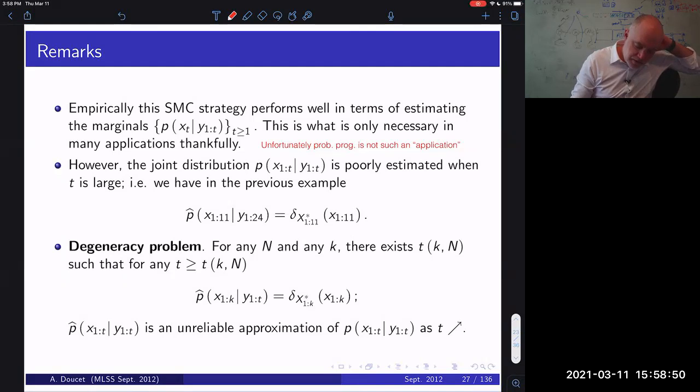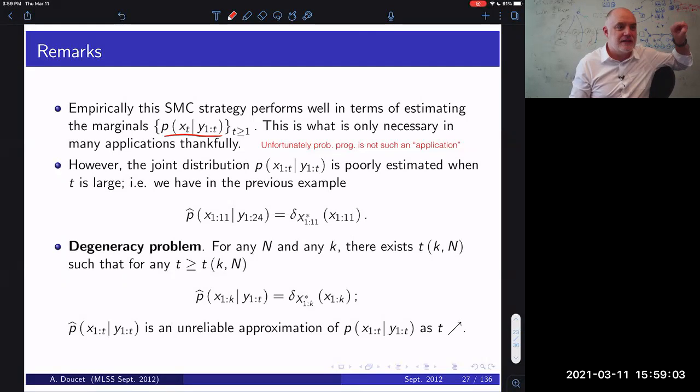So empirically, this bootstrap vanilla SMC strategy performs well in terms of estimating all the marginals, right? And in many applications, particularly tracking applications, when you're just asking what the current state of the system is, this is usually good enough. So you can use this for tracking maneuvering vehicles or tracking maneuvering targets if you have a decent model of what's going on.